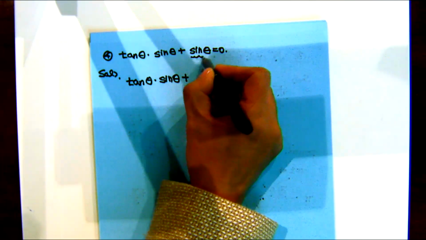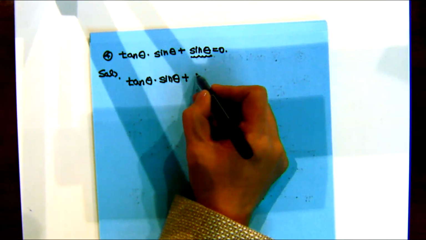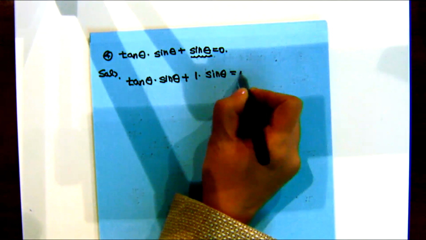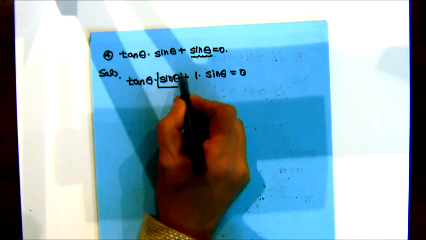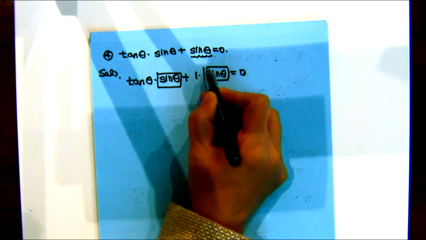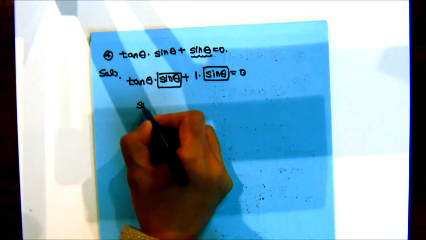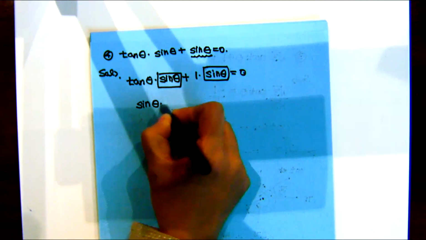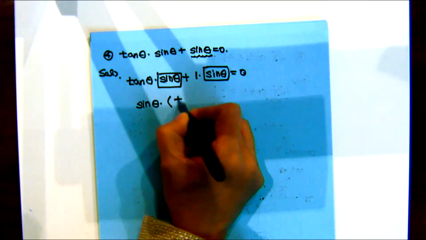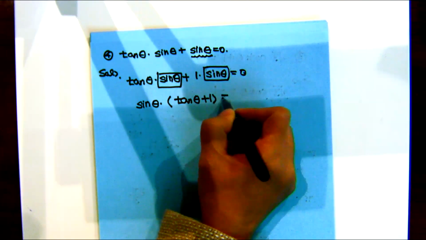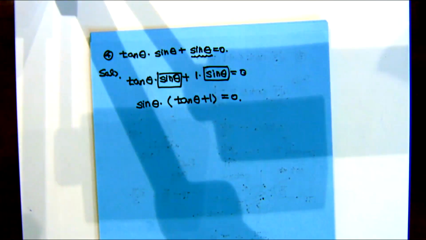This is sine of theta, but we can understand that as 1 times sine of theta equals 0. And then sine of theta is obviously the common factor, which we can take out. So sine of theta times open parenthesis, tangent of theta plus 1, close parenthesis, equals 0.